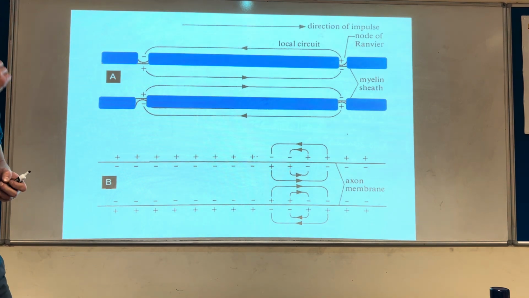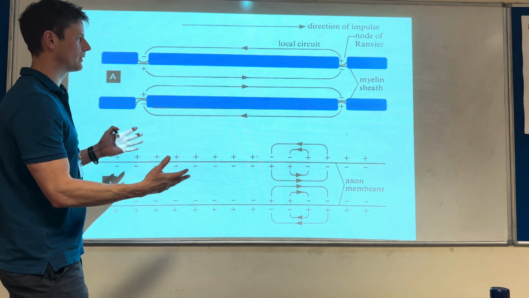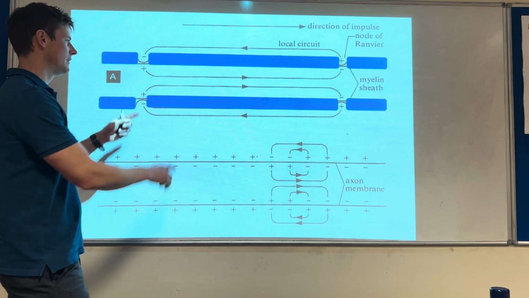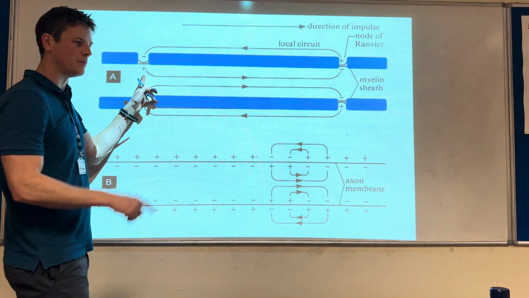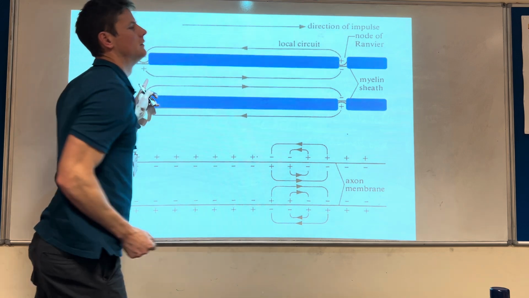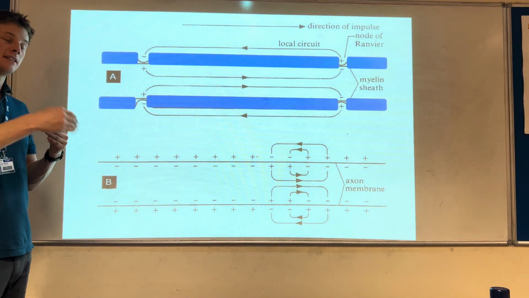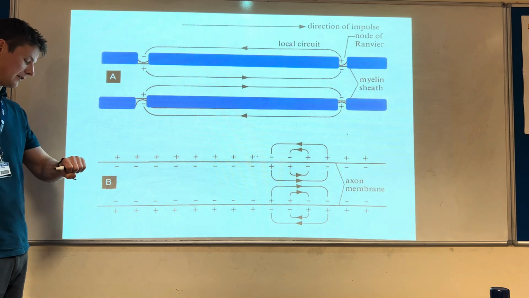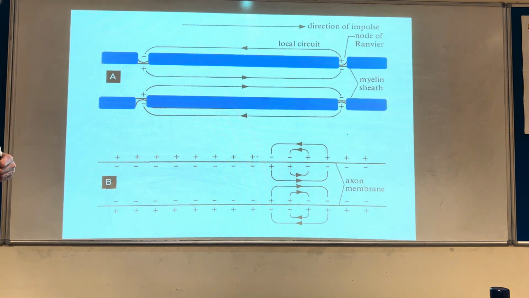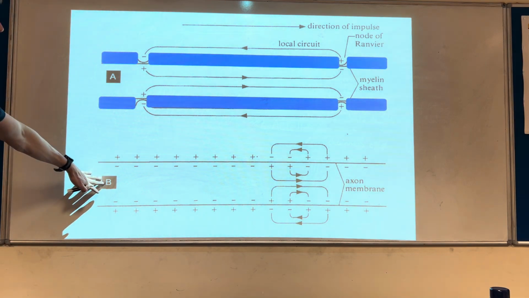So you've got this diagram in your notes. It shows the relative sizes of what we call these local circuits. So a much longer local circuit here means that the same distance can be covered in a shorter period of time. This is the myelinated. This is the non-myelinated.